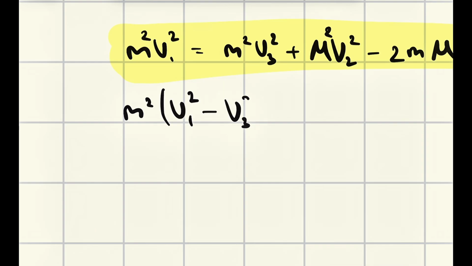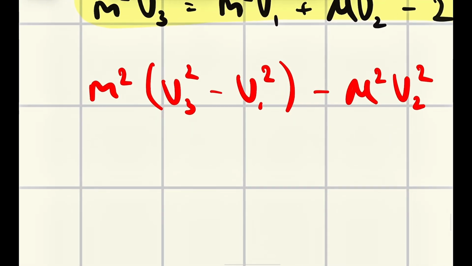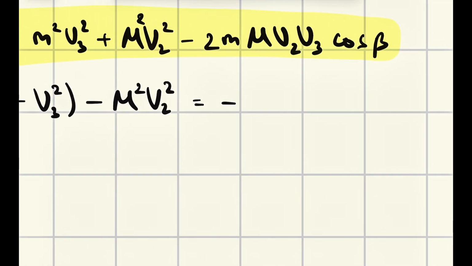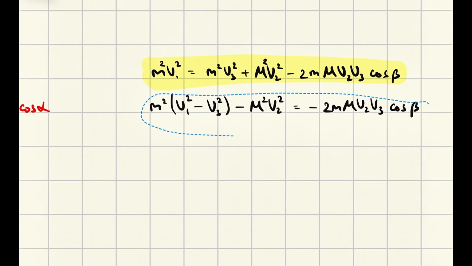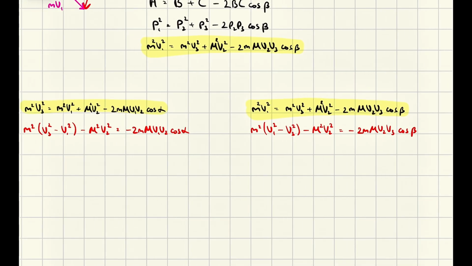Okay, v1, v3 as well, minus m squared v2 squared. Is it the same? No, it's not the same, because here we see v3 minus v1 squared. It is v1 minus v3 squared. But the rest is probably the same: m v2 v3 cosine beta. Okay, let's draw it in red. Okay. Good.